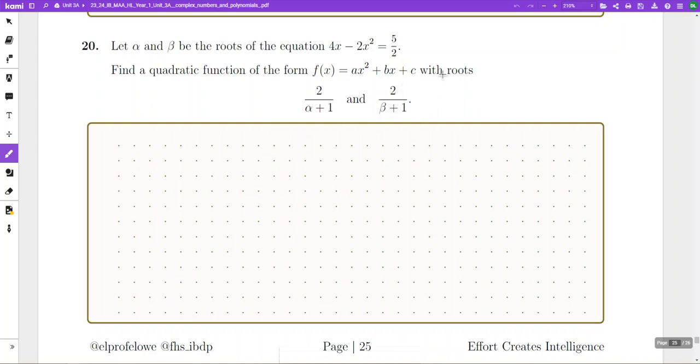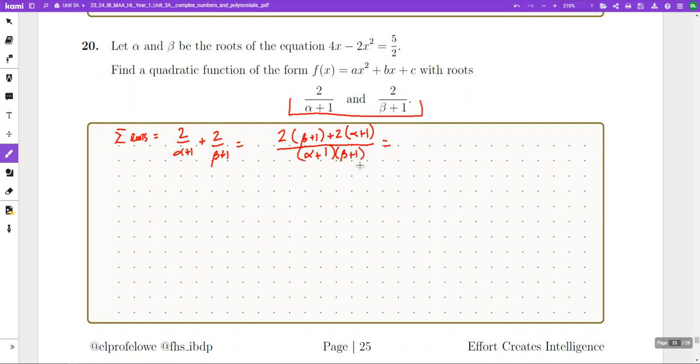Okay, so how can we work with this? Well, let's think about the roots that we want to have. If I'm going to have a polynomial f of x with these roots, the sum of the roots is going to be equal to 2 over alpha plus 1 plus 2 over beta plus 1. Right? And if I find a common denominator, that's going to be 2 times beta plus 1 plus 2 times alpha plus 1 all over the product alpha plus 1 times beta plus 1.